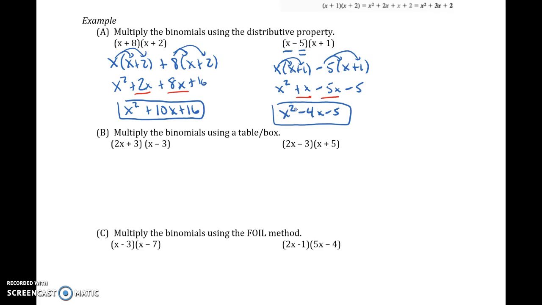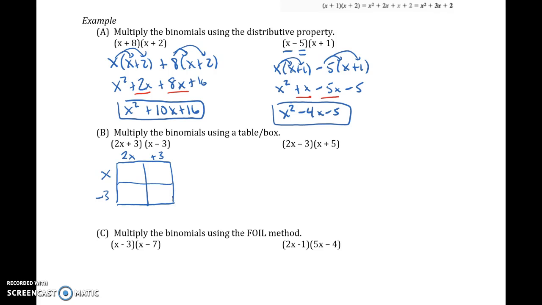Okay, so let's go ahead and do basically the same type of problem, but now let's look at a table or a box. Okay, so the way I like to create my box is each row or column in my box is going to be one term. So there's two terms here, so that means in my box, I want to go 2 across the top, and one column is 2x, the other column is positive 3. Then I have two terms in the second binomial, so I want two rows down the side. So I have a space for x and then negative 3. Let me close off that box.